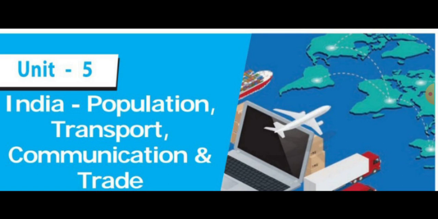Then I am going to ask one question. In India, how many major ports are there? Very good. In India, there are 13 major ports. Then, how many minor ports are there? 200 minor ports are there. The major ports are administered by central government. The minor ports are administered by state government.